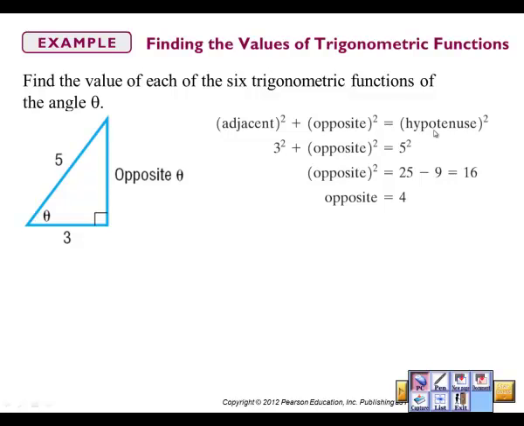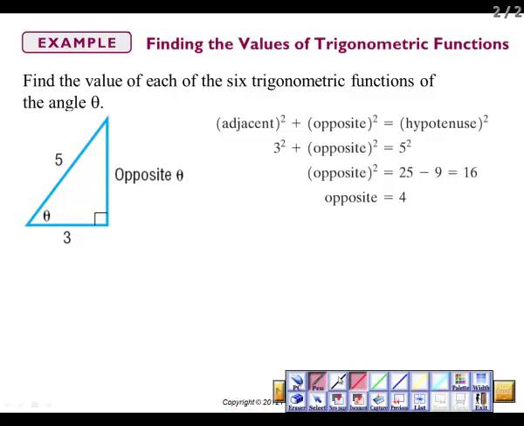So this is always going to be c squared equals a squared plus b squared, or you could say b squared plus a squared. That really doesn't matter which one's a or b. But the hypotenuse does matter. So the hypotenuse is 5. So there'll be 5 squared equals the opposite side squared plus 3 squared. 5 squared is 25. 3 squared is 9. So there'll be 25 minus 9 is 16.